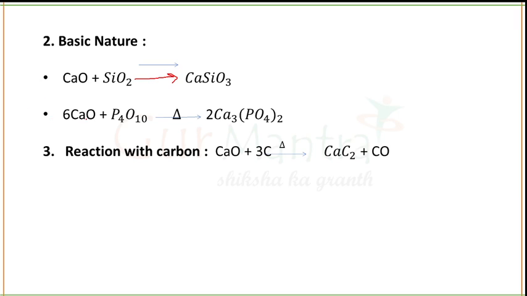Next, when you react 6CaO with P4O10 and heat this mixture, you will get 2Ca3(PO4)2. Third is the reaction with carbon. When CaO reacts with 3 moles of carbon and this reaction is heated, you will get calcium carbide, and carbon monoxide formation takes place. You have to learn all the reactions. These reactions will help you to solve all the questions in your exam.